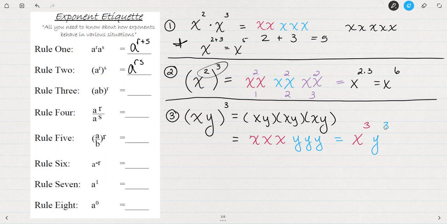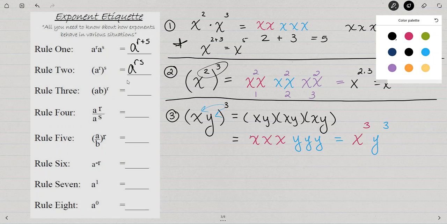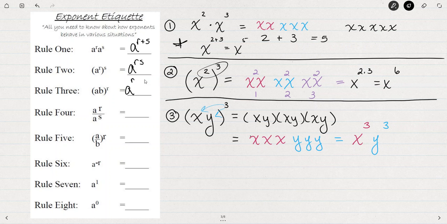And I can see that it's visually more obvious when I expand that exponent. So rather than just staring at a rule that might or might not make sense at first, I've written out an example with a like base of x, and then in case 3 we have 2 different bases, base x and base y, and by working it out with a precise example, I can see that this is the same as this 3 distributing to the x and to the y. So I could write this as a to the r times b to the r.